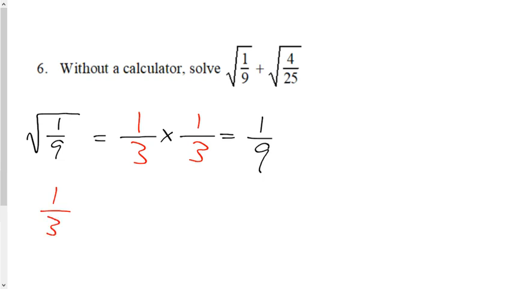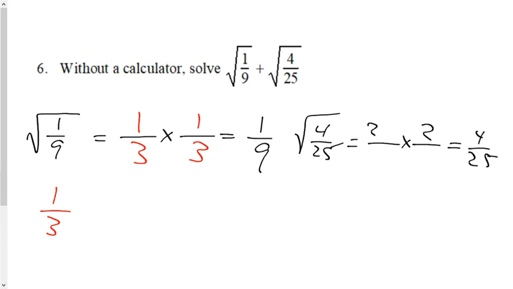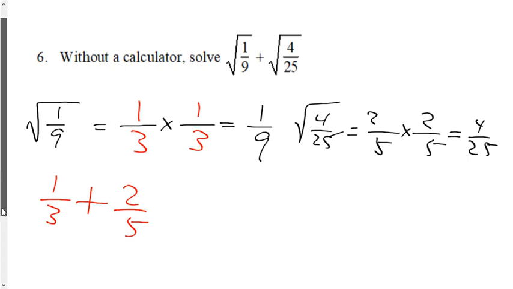If I apply that same logic to the next one, the square root of 4/25, what fraction times itself is 4/25? The numerator would be 2, the denominator would be 5, and therefore the square root of 4/25 is 2/5. So when I simplify both square roots, I get 1/3 plus 2/5. Now I have to add them together.